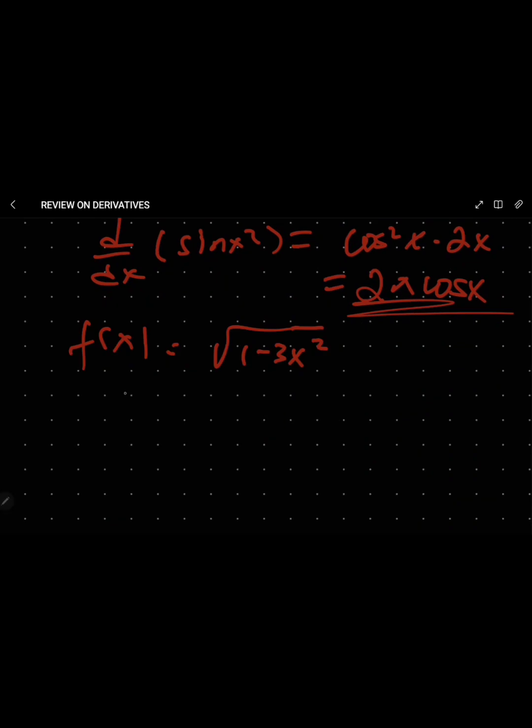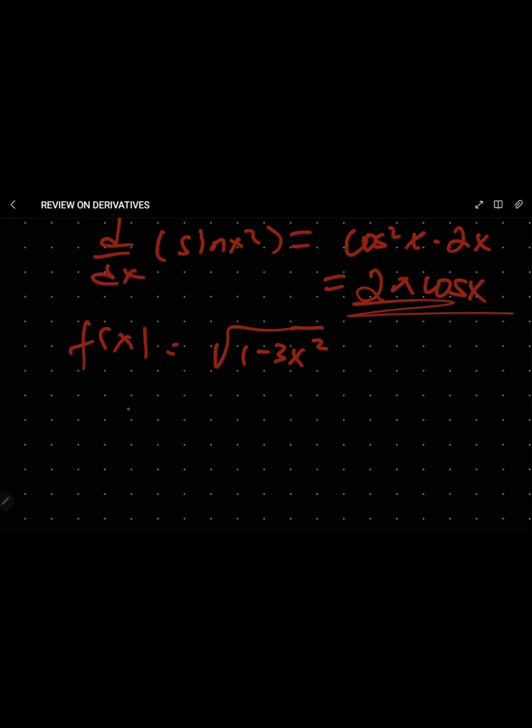Okay, let's have another example. This is the second example. F of x is given as the square root of 1 minus 3x squared. Now, pause the video and try to split this root of 1 minus 3x squared into two functions. Then you will check your solution together with me.